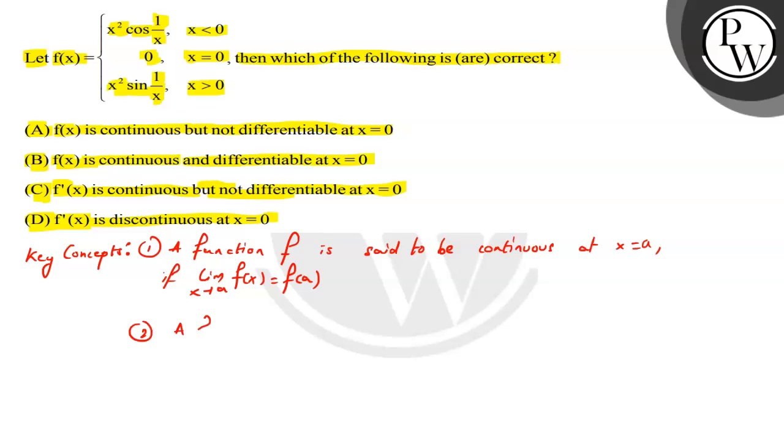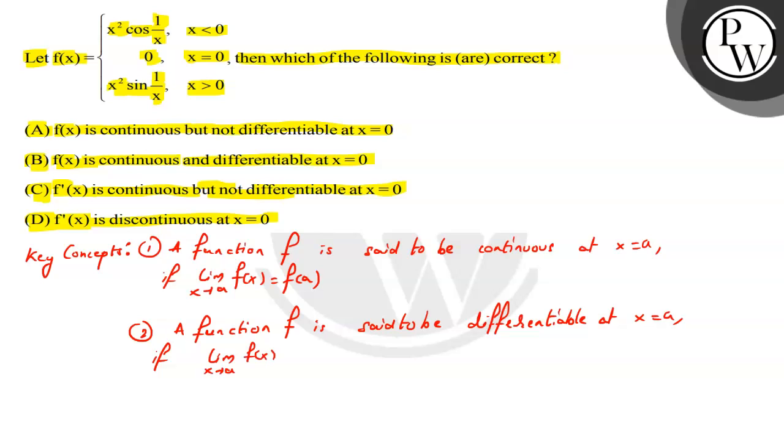And the second definition we have is a function f is said to be differentiable at a point x equals a only if limit x tends to a, f(x) minus f of a divided by x minus a exists and the derivative of the function at point a is equal to the limit x tends to a, f(x) minus f(a) divided by x minus a. So the value of the limit is the derivative of f at x equals a.